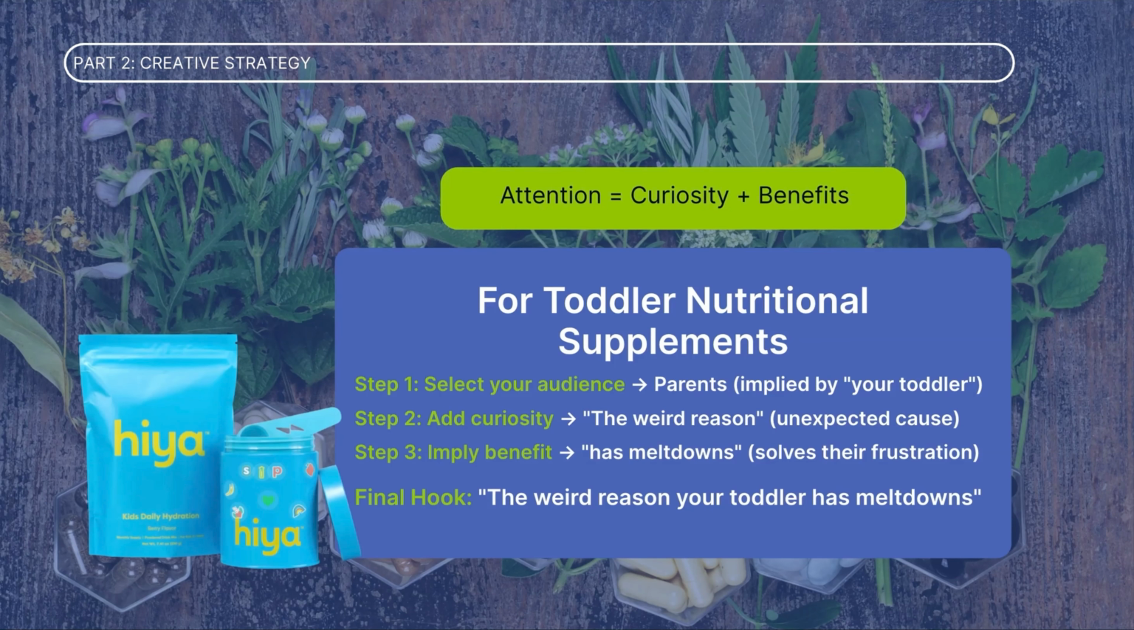Now, let's create a stage 1 hook for a brand of children's nutritional supplements. So step 1 is selecting our audience, parents. Step 2, add the curiosity element from our table. So I'm going to pick the weird reason. Step 3, imply a benefit. Has meltdowns. This implies that our solution will fix the problem. So our final hook, the weird reason your toddler has meltdowns.